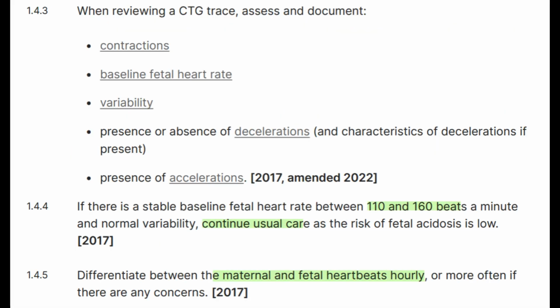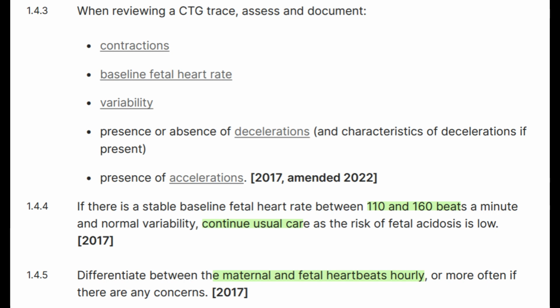When reviewing a CTG trace, assess and document: contractions, baseline fetal heart rate, variability, the presence or absence of decelerations and characteristics of decelerations if present, and the presence of accelerations. If there is a stable baseline fetal heart rate between 110 and 160 beats a minute and normal variability, continue usual care as the risk of fetal acidosis is low.